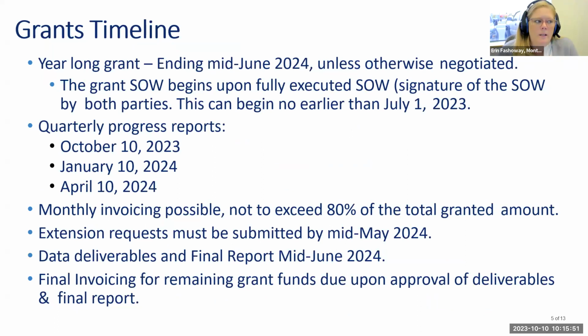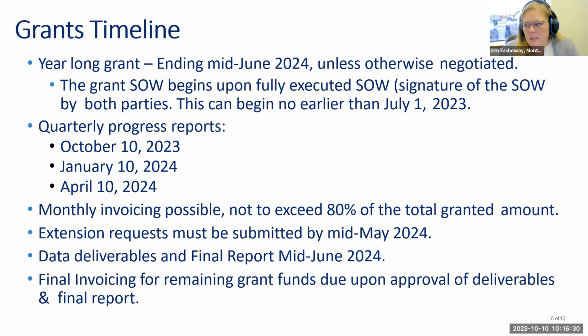As a reminder, the MGIA grant is a year-long grant. It follows the state fiscal year. And so it starts on July 1st of every fiscal year and ends mid-June 2024, unless otherwise negotiated. Some of you on this call have been awarded an off-cycle grant. We're not going to go over that today, but basically that is still a year-long grant, but it doesn't follow the state fiscal year. So it's a little different.